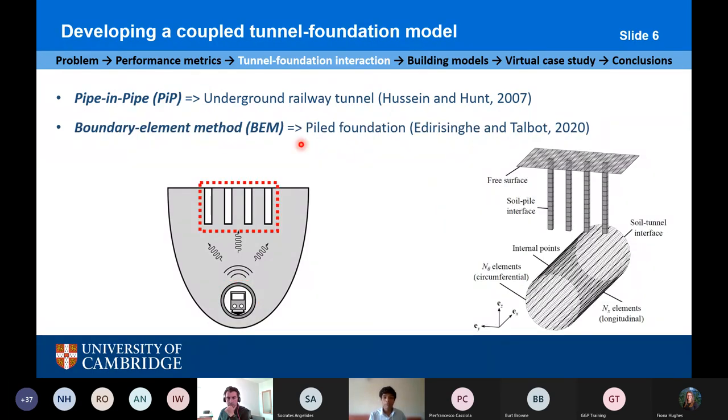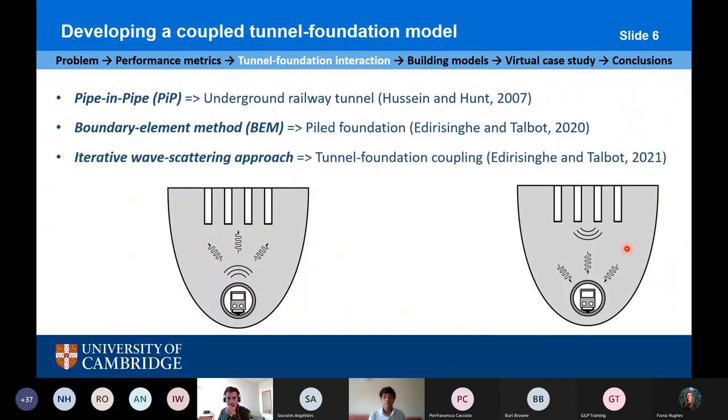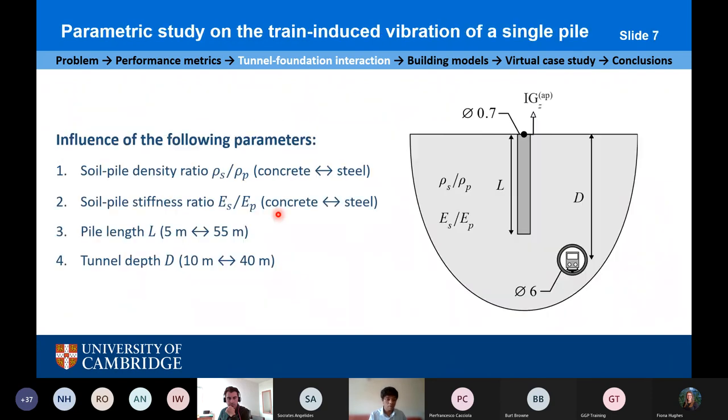Then to account for the piled foundation, we use a boundary element method. This is similar to FEA, finite element modeling, but in this case the mesh only includes the interfaces between the soil and a particular structure. So here we have the foundation, and then we have a separate model representing the mesh for the underground railway tunnel. And then to account for the tunnel foundation coupling that I mentioned before, where you have waves propagating between the two substructures, we use an iterative approach to account for the interaction, to account for the coupling between the two systems.